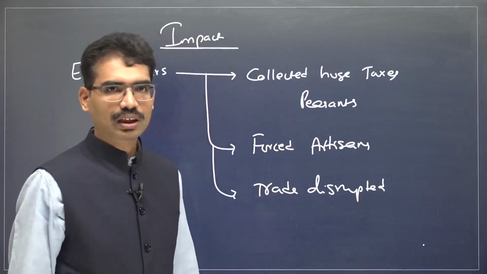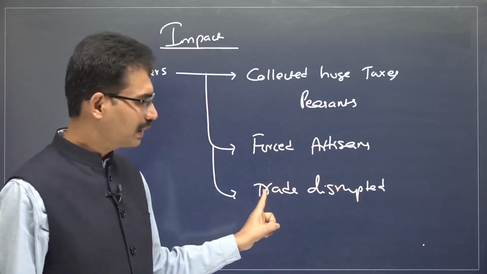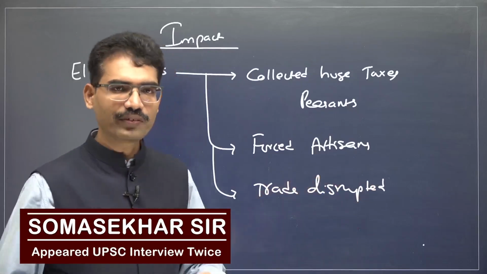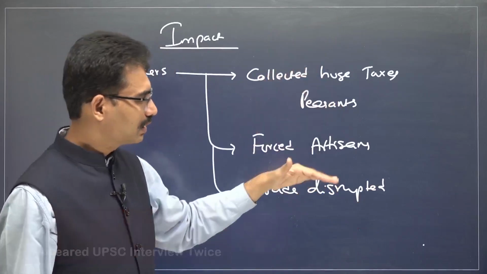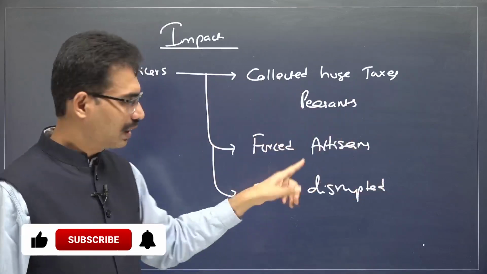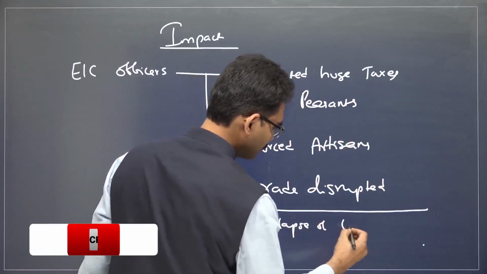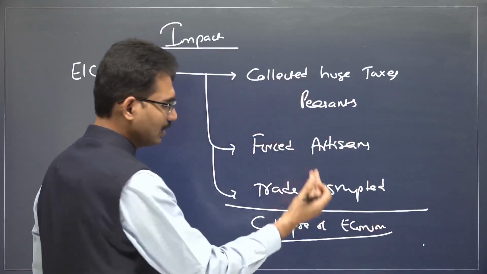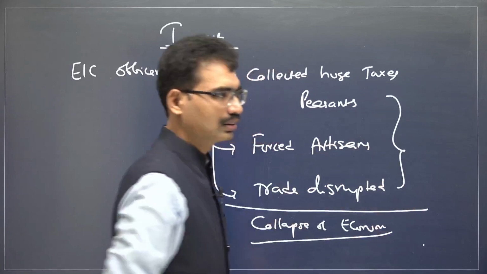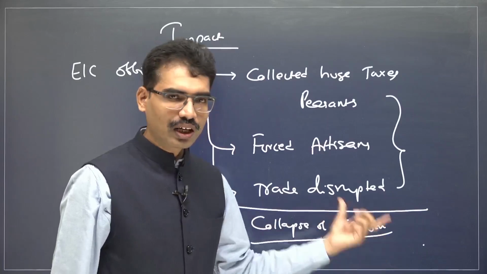Next one, trade disrupted. Now, Indian traders were in a disadvantaged position, and the East India Company's trading activities intensified. They completely ruined trading activities also. Everything. Now, peasants have to pay more taxes, artisans have to go for forced labor, and Indian traders were displaced. As a result, a complete collapse of the economy. Because if peasants, artisans and trading are not functioning properly, the economy of Bengal is not going to run. As a result, the economy completely collapsed.